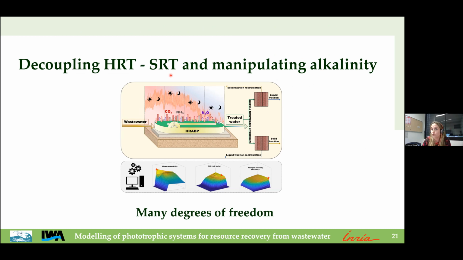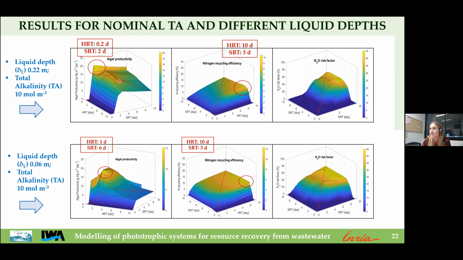And what we can notice, first of all, is that the pair of HRT-SRT that maximizes the algal productivity for both liquid depths is not the same pair that maximizes the nitrogen recycling efficiency. And also, the HRT-SRT values that maximize the nitrogen efficiency for both liquid depths are in an area where there is the highest nitrous oxide risk factor, computed depending on the available inorganic carbon dissolved in the medium. So we ran additional simulations, increasing the source of alkalinity up to 22 mole per cubic meter.